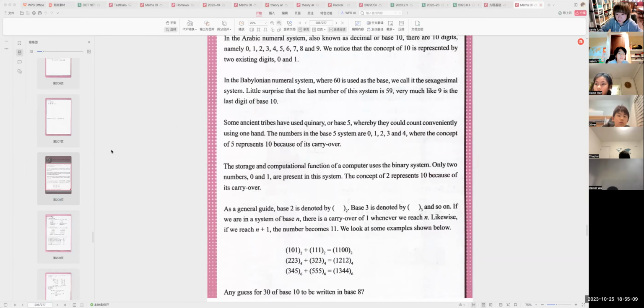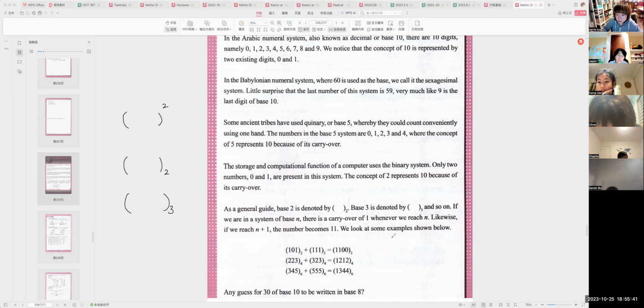Okay, let's take a look at this one. As a general guide, base 2 is denoted by writing the number 2 at the bottom. Everybody, if we write it like that, it's called a square, right? And something like this is called base 2. Base 3 is denoted like this, and so on. If we're in a system of base n, there's a carry over of 1 whenever we reach n. Likewise, if we reach n plus 1, the number becomes 11. Let's look at some examples below.